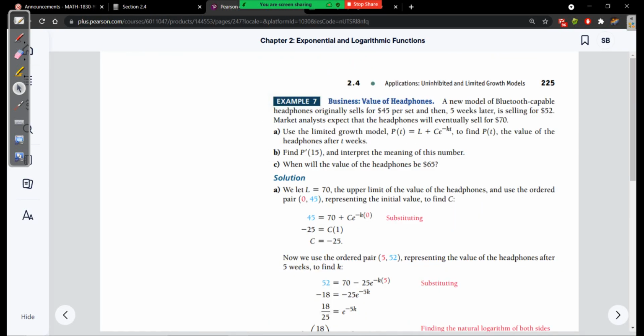And so let's check out what we have here with the value of headphones.